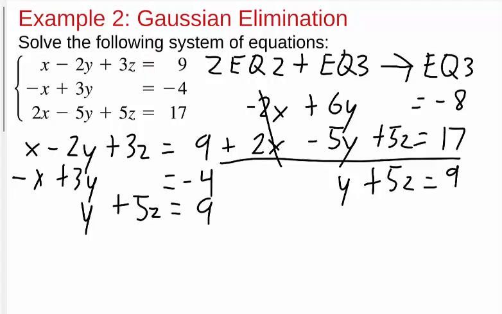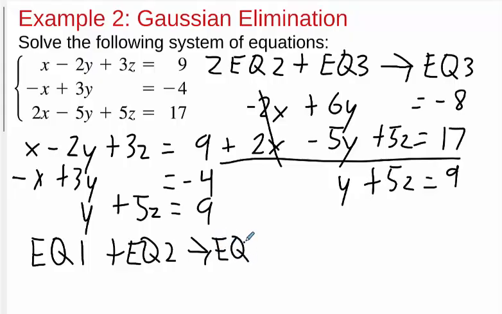So we could work at trying to eliminate that y. But anything we do to do that right now would put an x back in that row. We don't want to do that. So we need to get that x out of the second equation. Well, look at that. If we just add the first and second, that gets rid of our x. So we're going to say equation 1 plus equation 2, and we're going to replace equation 2.